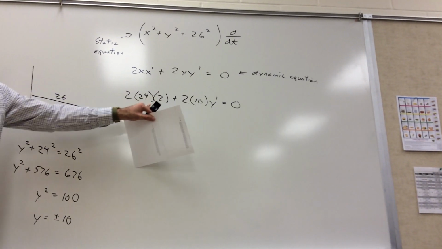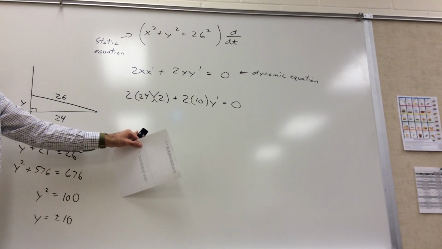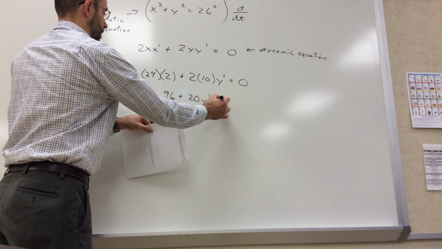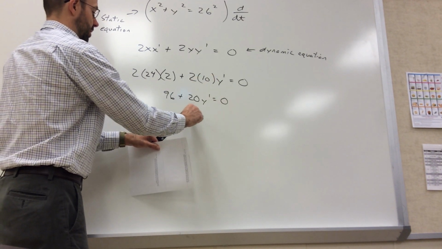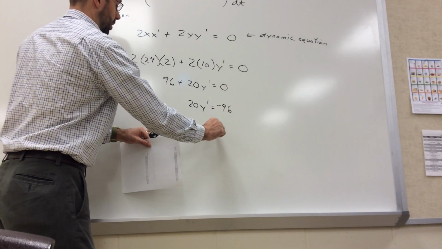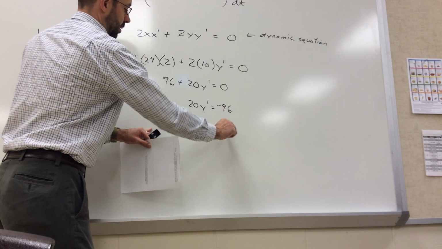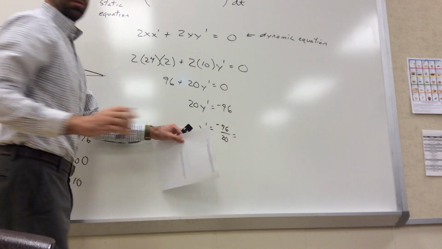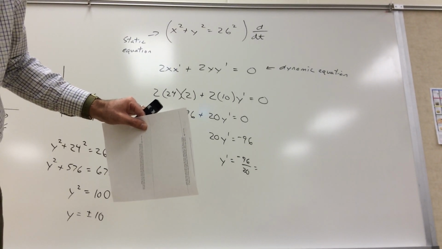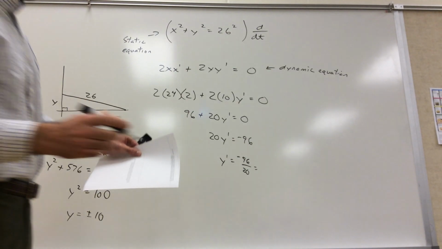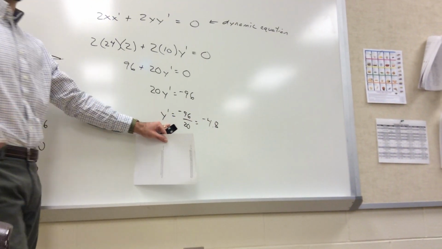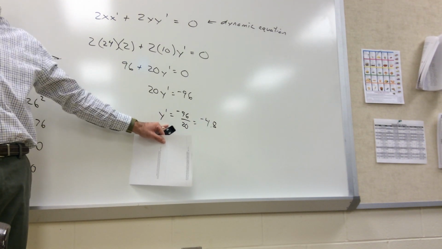So 2 times 24 times 2 is 96. Subtract the 96 over. You can figure out the final answer by taking 96 divided by 20. So the y prime comes out to negative 4.8.